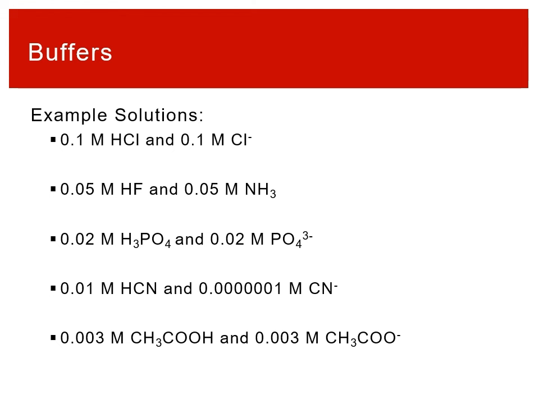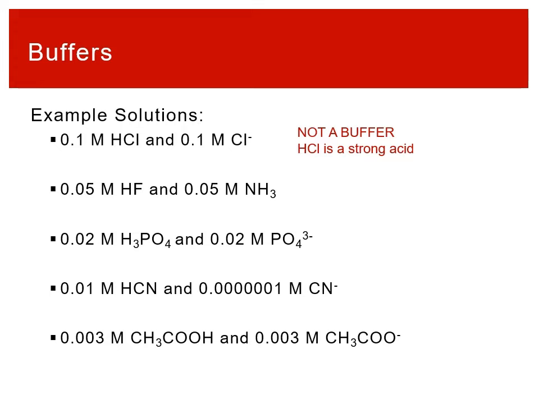So let's look at some examples and think, are these things buffers? One thing you'll note is all of our potential solutions have 2 things in them. That's going to be standard as we move through and start to look at buffers: we need to have 2 things in there. It needs to be the weak acid and its conjugate base, or weak base and conjugate acid. So first, 0.1 molar HCl and 0.1 molar Cl minus. That's not a buffer because HCl is a strong acid. That is a conjugate pair, but we would need a weak acid, not a strong acid.